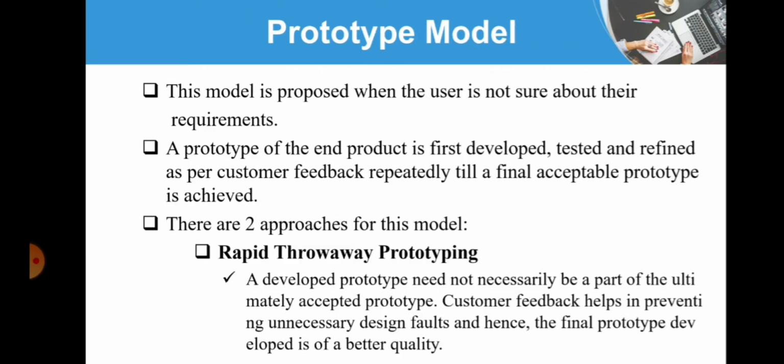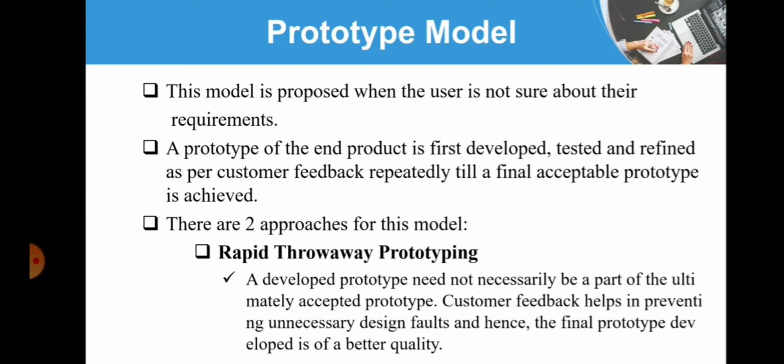The next model we are going to see is the prototype model. In this prototype model we are not sure about our requirements, so the prototype we develop at the initial stage serves as a mechanism for identifying our software requirements. How does it identify our software requirements? It is identified by the prototype which we developed. The prototype is evaluated by the customer and is used to refine the requirements for the software to be developed.